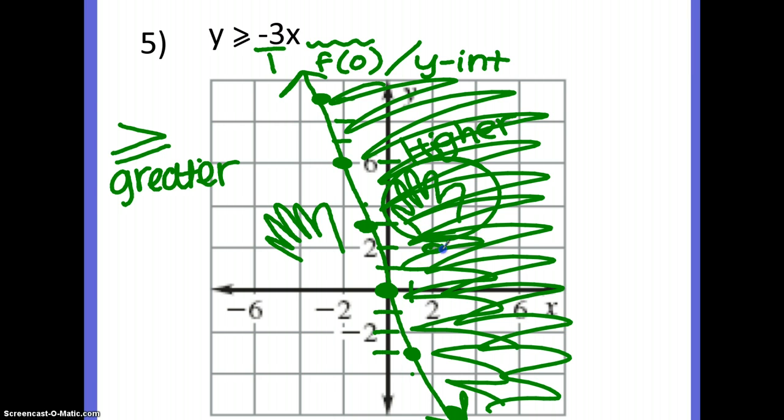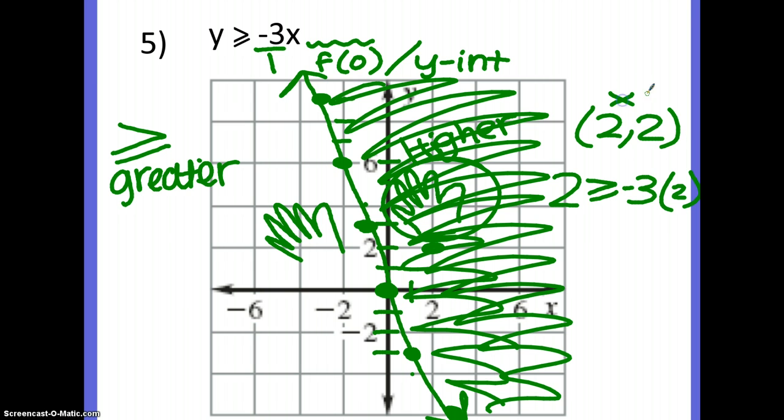So maybe 2, 2 right here. And we could check to make sure that works. So if I put 2 is greater than or equal to negative 3, plug in 2. I'm checking the point 2, comma 2. Here's your x, here's your y. So I plugged in x and y. 2 is greater than or equal to, that's negative 6. So is 2 greater than or equal to negative 6? Yes, it is. So it's good that we have it shaded.